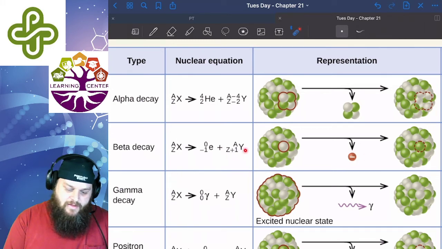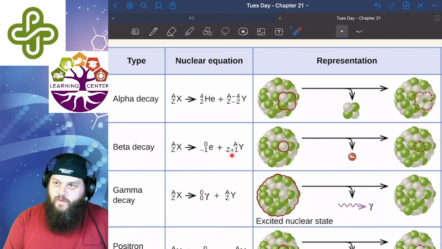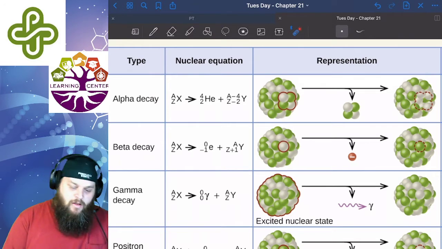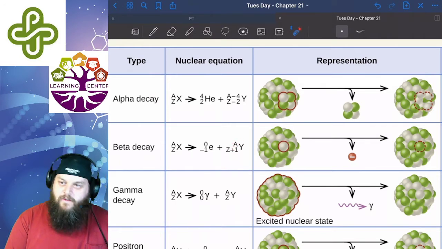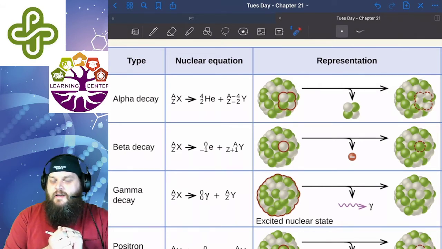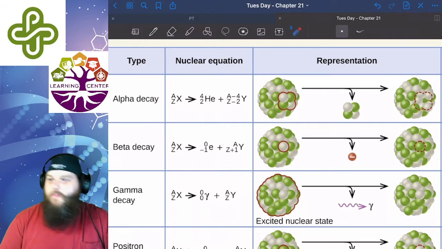So in that process, we get that Z plus 1. So the number of protons is increasing by 1 because a neutron is turning into a proton. Notice that the nucleons, the A value, is the same value. It doesn't change because we have the same combination of neutrons and protons. It's just a neutron turning into a proton.